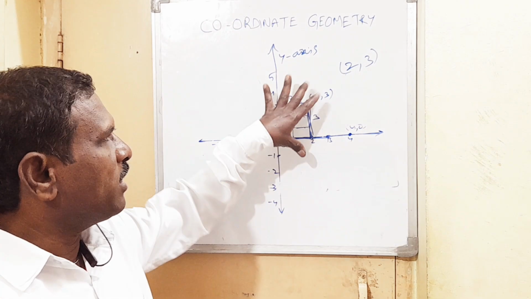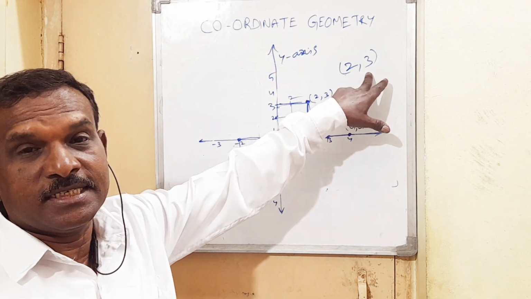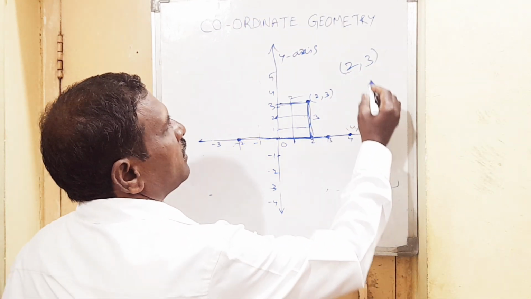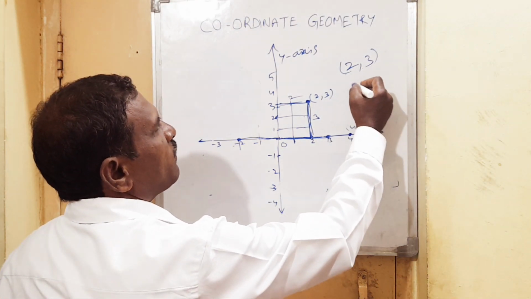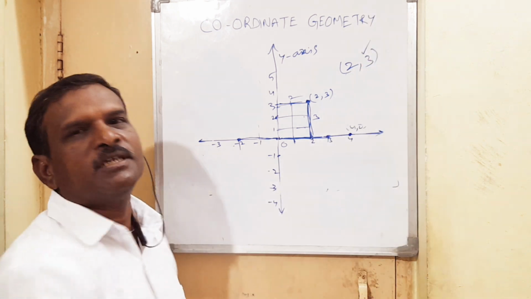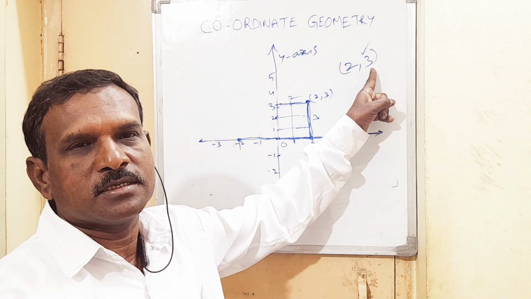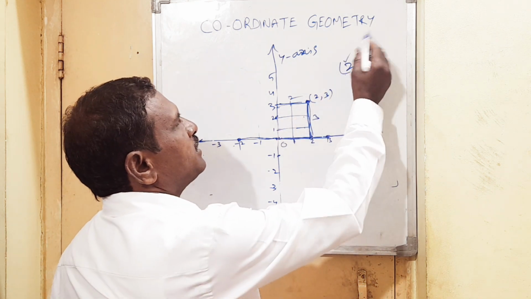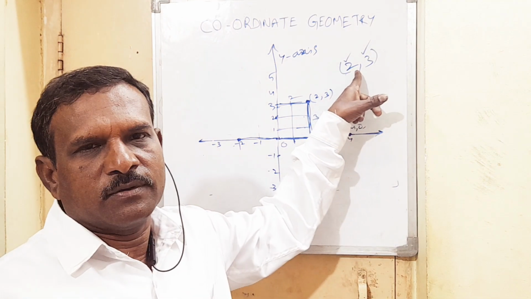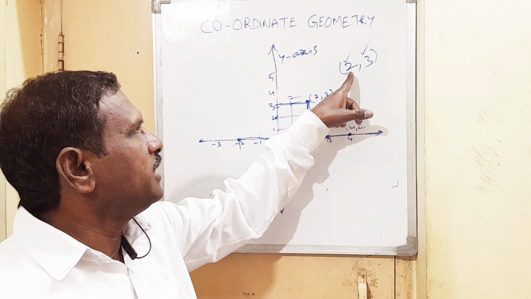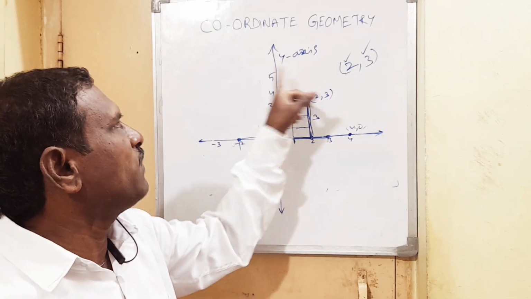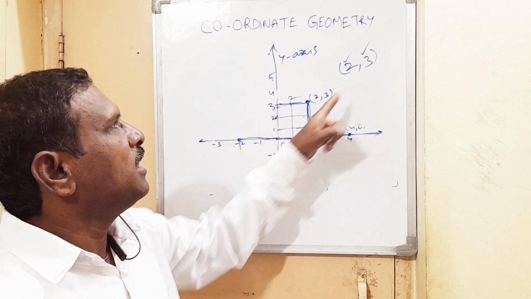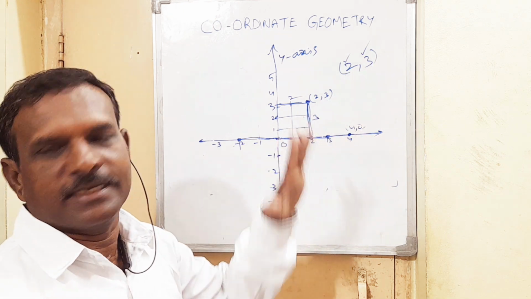So without drawing all these, how can we tell what is the distance of the point? Very simple. Here, the distance of 2 comma 3 from x-axis is 3 units. That means the y coordinate is the distance from x-axis, and the distance from y-axis is the x coordinate itself. So here 2 is the distance from y-axis. The x coordinate is the distance from y-axis, and the y coordinate is the distance from x-axis.